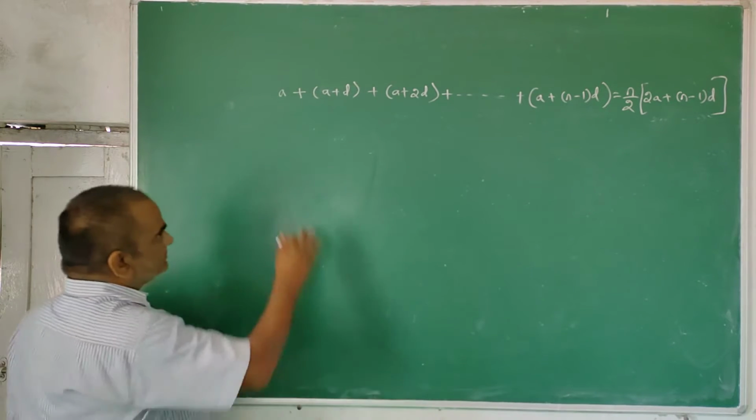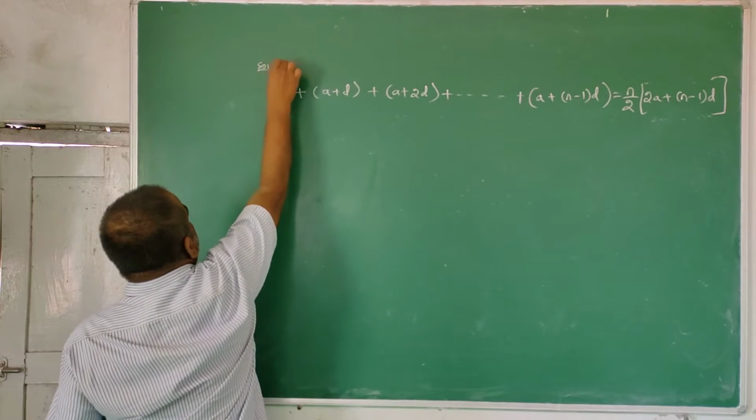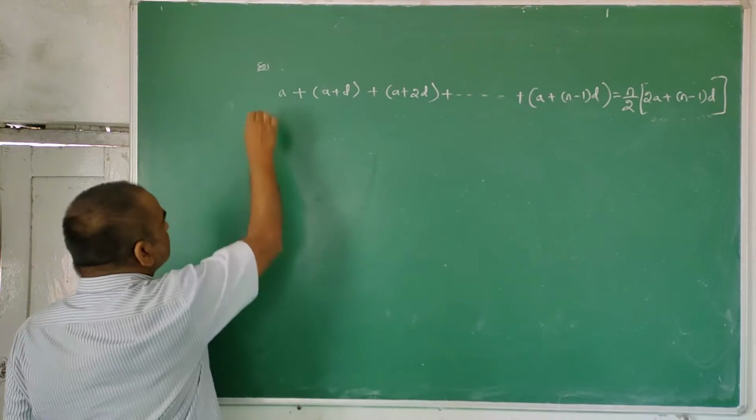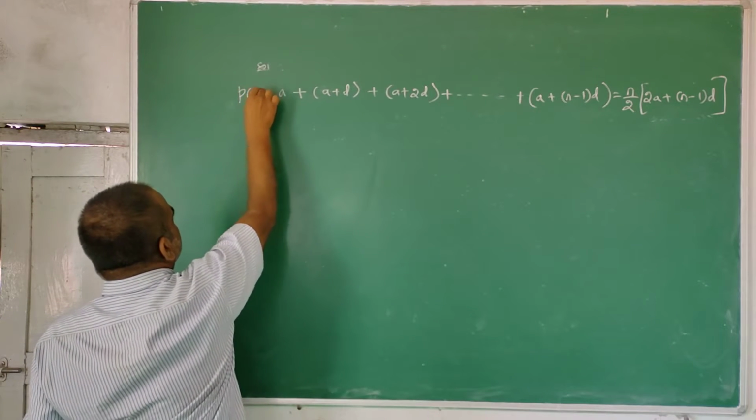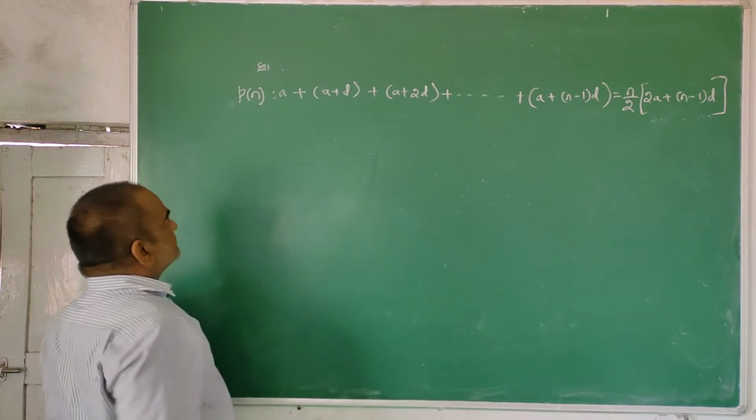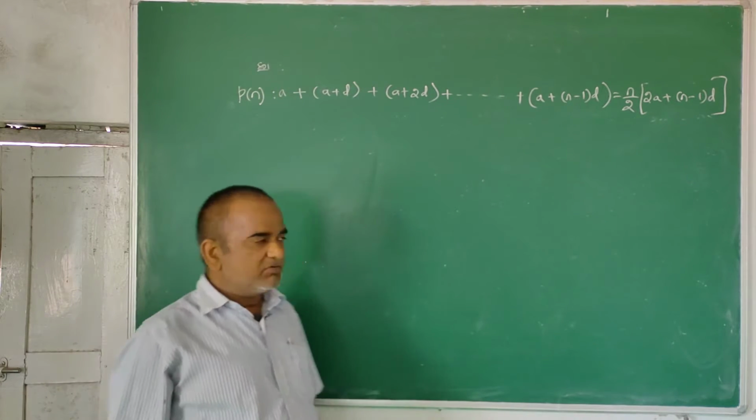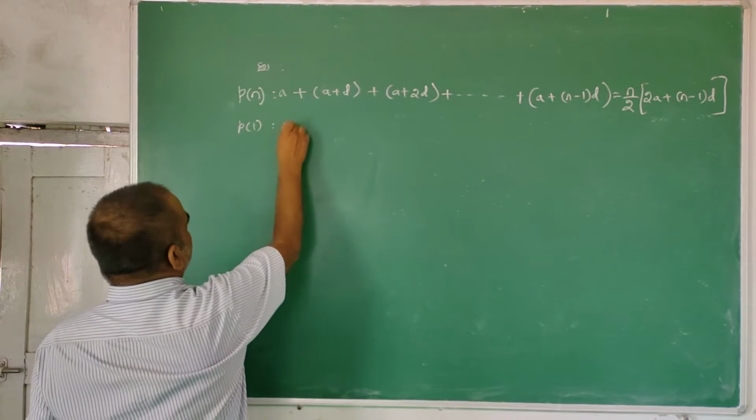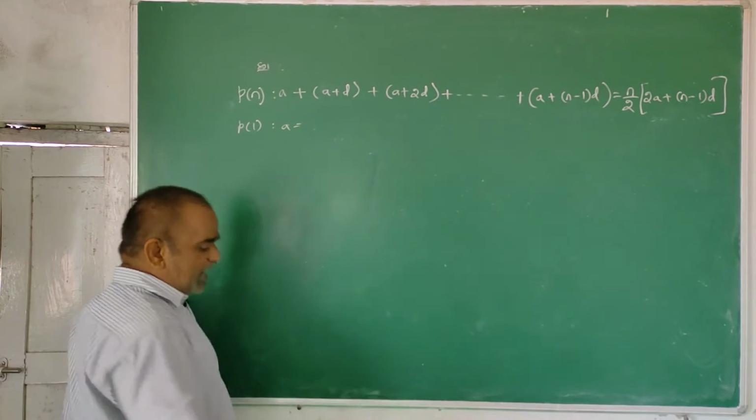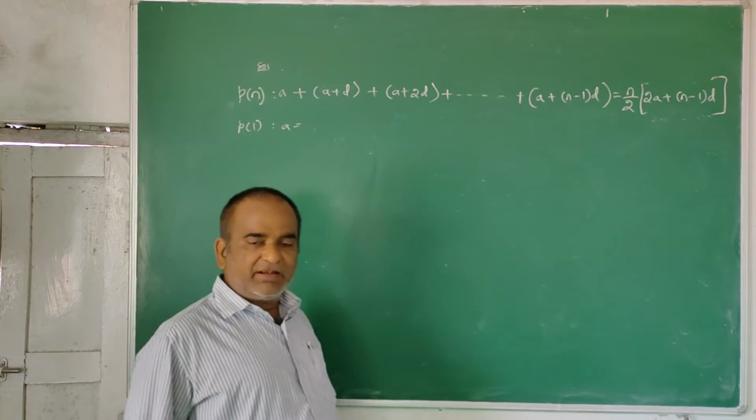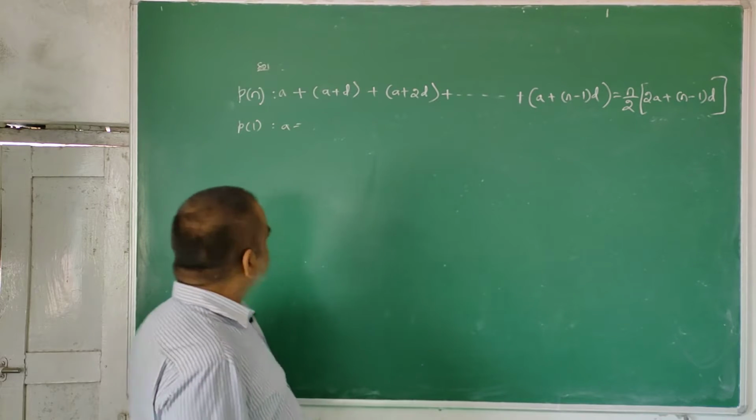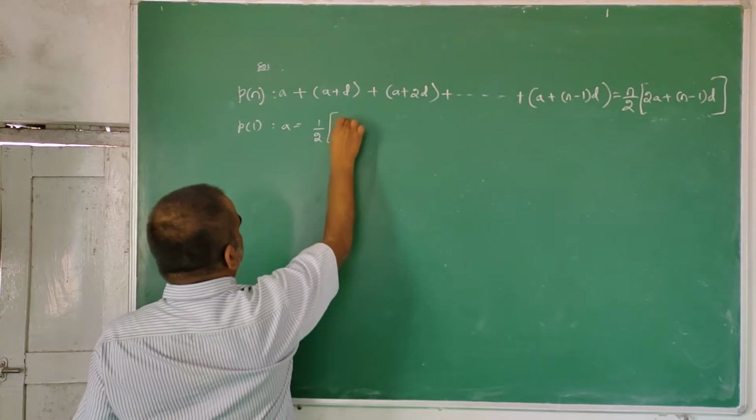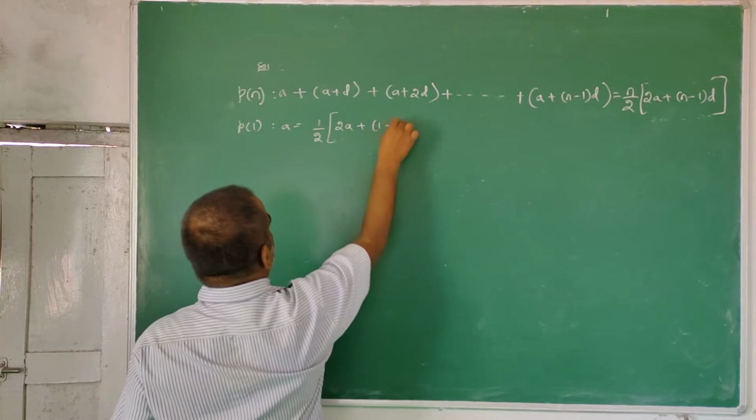Now the solution. As usual, we'll consider this as P(n). So P(n) is this. Now let us take P(1). On the right side, in the place of n, you have to put 1: 1 by 2 into (2a plus (1 minus 1) into d).